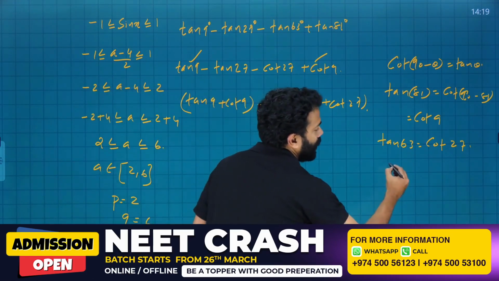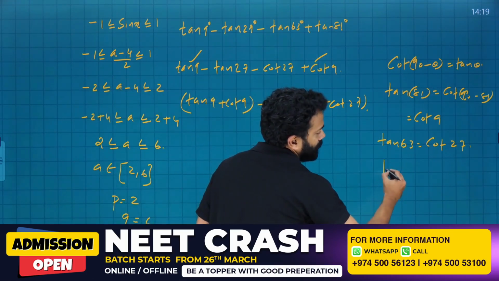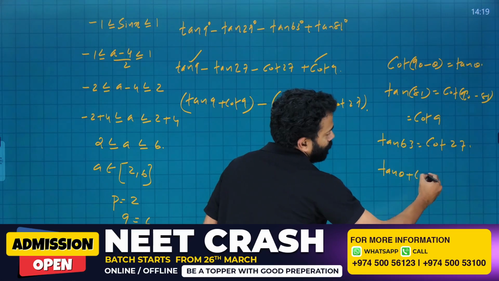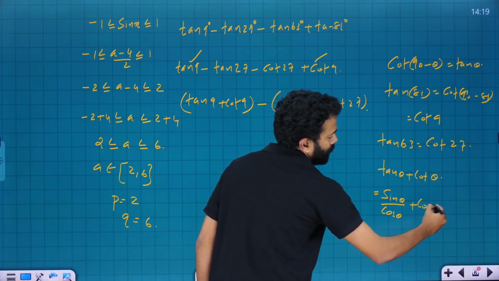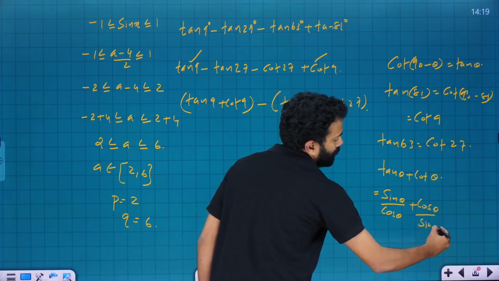What is the value of tan theta plus cot theta? That is tan theta plus cot theta. So, what is tan theta? Sin theta by cos theta. And what is cot theta? Cos theta by sin theta.